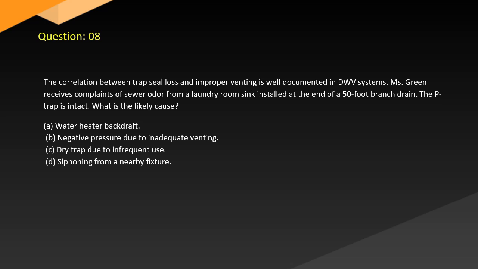Question 8. The correlation between trap seal loss and improper venting is well documented. Ms. Green receives complaints of sewer odor from a laundry room sink installed at the end of a 50-foot branch drain. The P-trap is intact. What is the likely cause? A. Water heater backdraft. B. Negative pressure due to inadequate venting. C. Dry trap due to infrequent use. D. Siphoning from a nearby fixture.